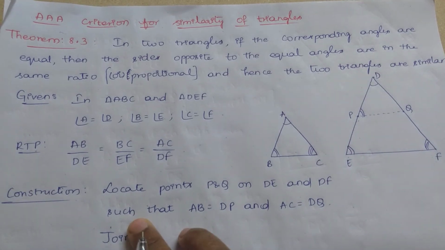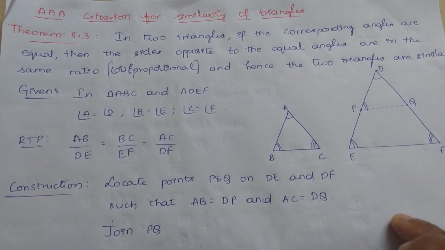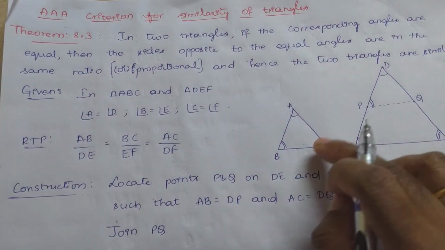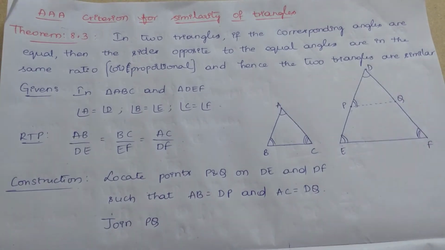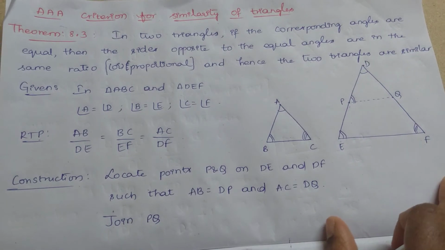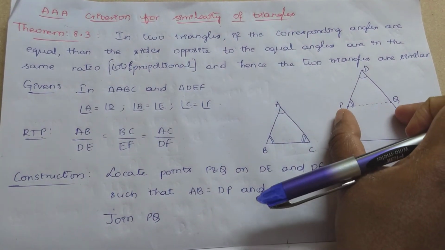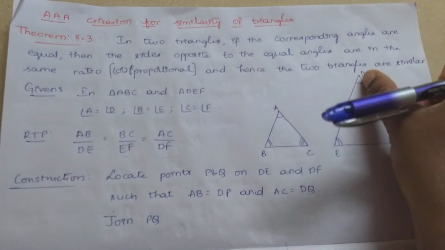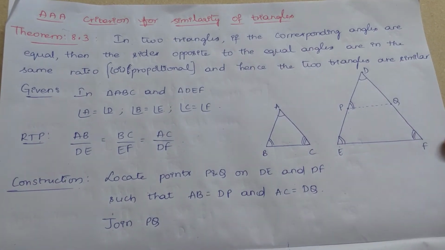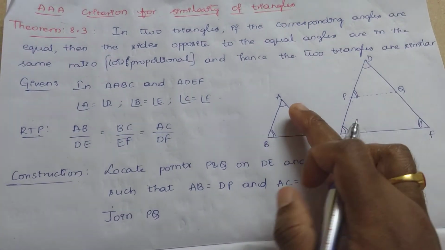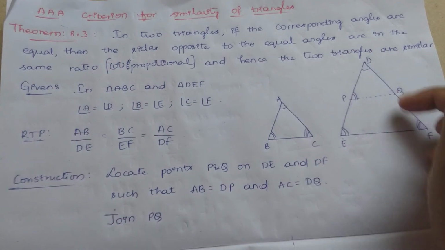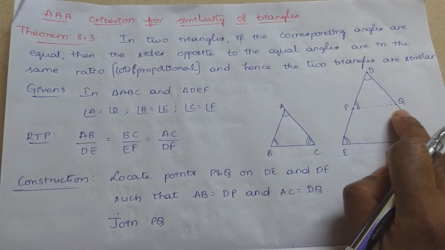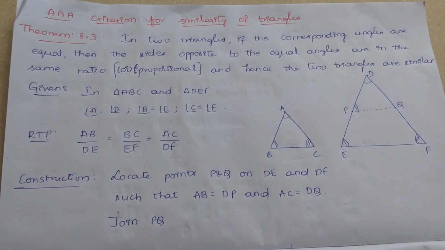After that they asked us to prove that their sides are proportional. It means that AB by DE equals BC by EF equals AC by DF. That is what they asked us to prove. For this, first I have located 2 points P and Q on the sides DE and DF such that AB equals DP and AC equals DQ, and joined PQ. This is the construction part.